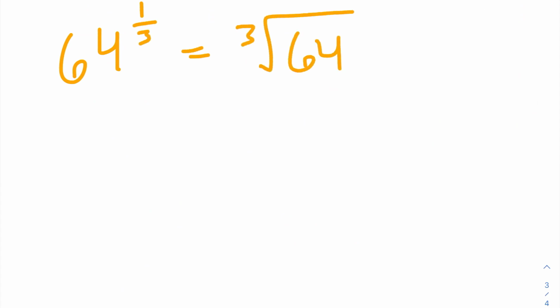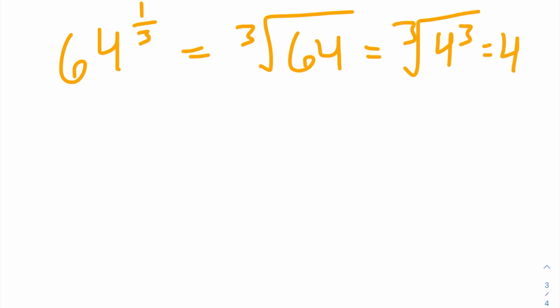Using that knowledge, let's find 64 to the power of 1/3. We know that this is the cube root of 64, and 64 is equivalent to 4 to the power of 3. So our answer is 4.